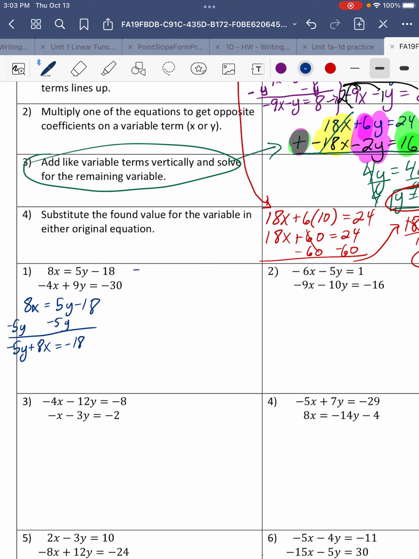And now I'm going to line up my terms vertically. Negative 4x plus 9y. This is the bottom equation. And then I'm going to take the equation I just found and line it up vertically. Oh wait, I just did that. We've got to switch these around. I want 8x first. X term first.